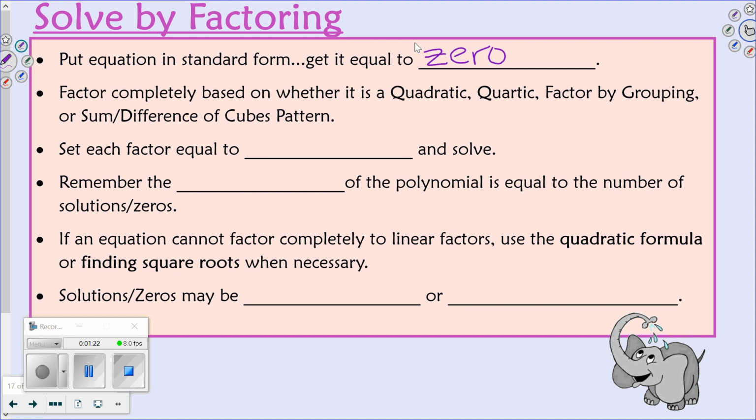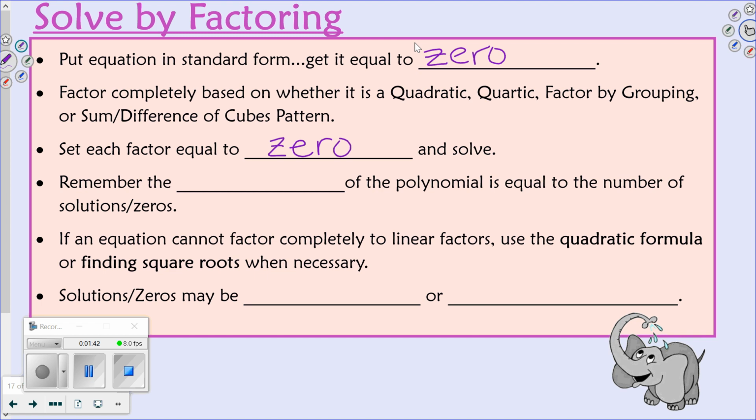Then you will set each factor equal to 0 to solve, just like we've always solved factoring. So nothing's changed there. We're going to factor. Whatever our factors are, we set them equal to 0. We're going to solve. Just sometimes the solving gets a little not so pretty.